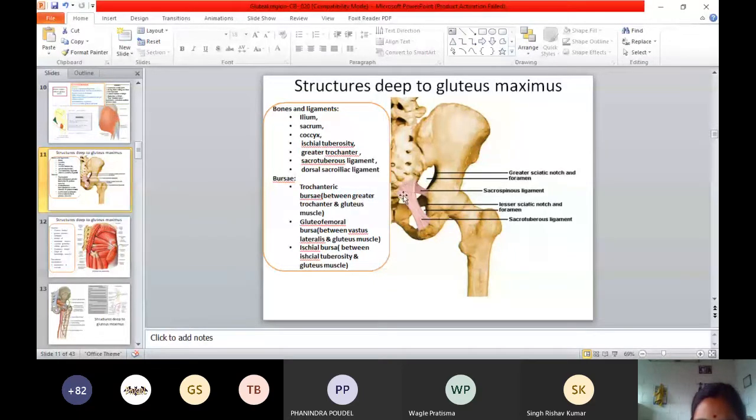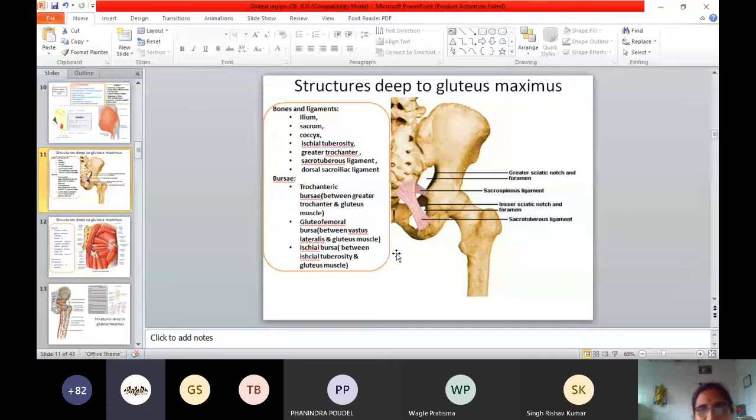Then what is the name of this ligament? Sacrotuberous. And sacrospinous. Now similarly, the ligament between sacrum and ilium is present posteriorly. What is another word for posterior? Dorsal. Dorsal sacroiliac ligament. So what are the bones? Ilium, sacrum, coccyx, ischial tuberosity, greater trochanter, then ischium, neck of the femur, and the sacrotuberous and sacrospinous ligaments.